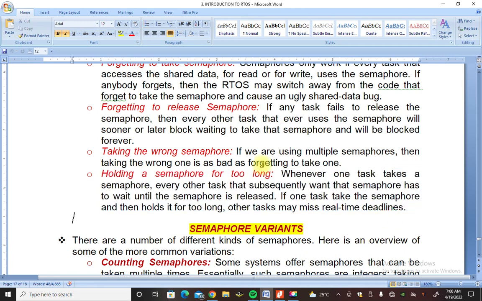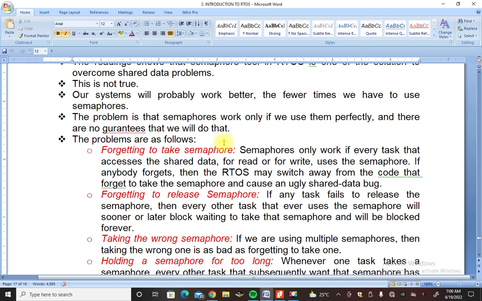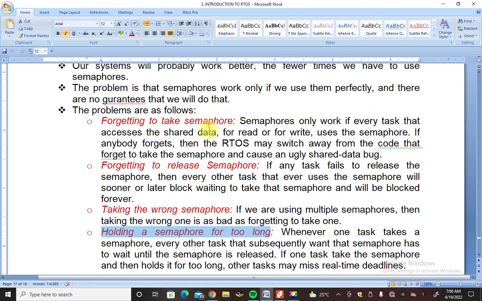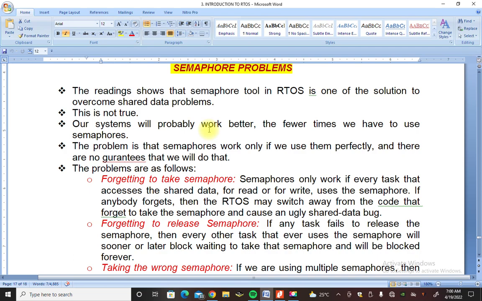It's very important. There are multiple problems beyond this, but at least these four things we need to understand. Forgetting to take the semaphore is the first problem. Forgetting to release the semaphore is the next problem. Taking the wrong semaphore is the third problem. Holding the semaphore for too long is the fourth problem. These are the four major problems which will happen if you are not using the semaphore properly.